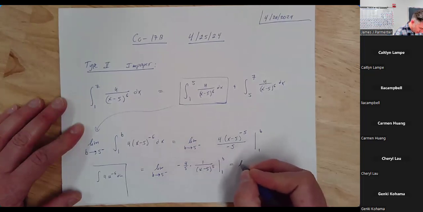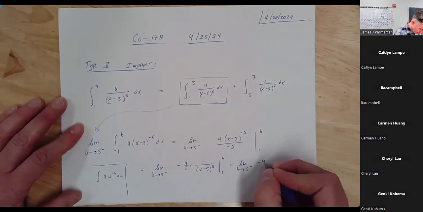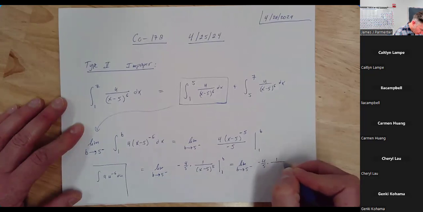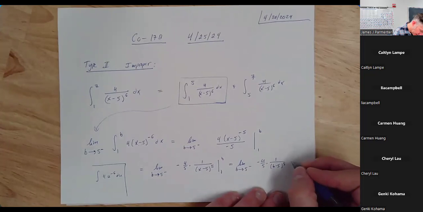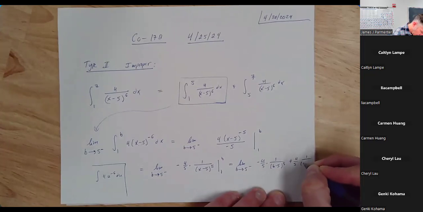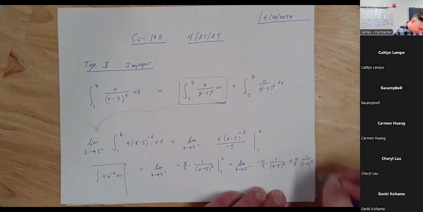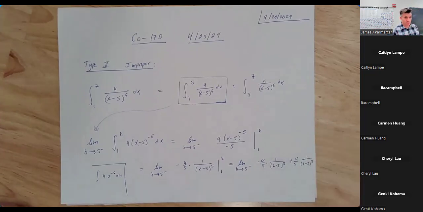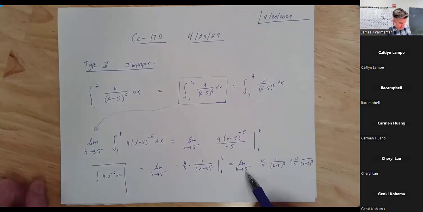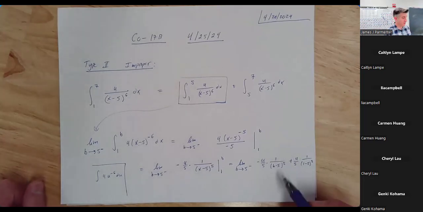in my limits of integration and get the limit as b approaches 5 from the left of negative 4/5 times 1 over b minus 5 to the fifth. Minus a minus is plus 4/5 times 1 over 1 minus 5 to the fifth. And now we're going to observe that if you let b approach 5, 5 minus 5 is 0. 0 to the fifth is still 0. And you get the 0 in the denominator, means your fraction is blowing up to either infinity or negative infinity.